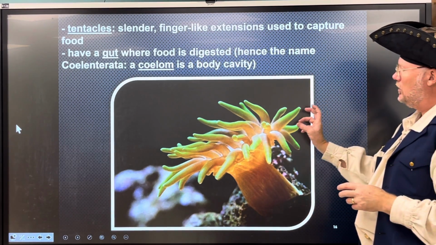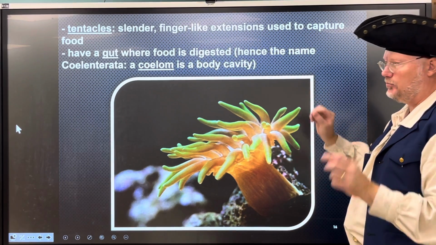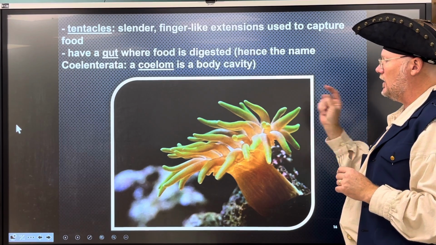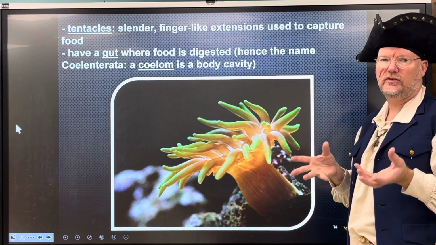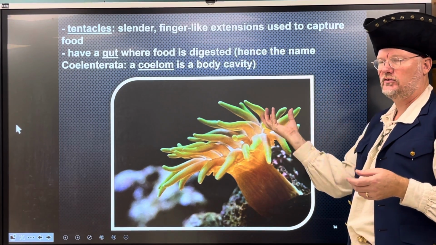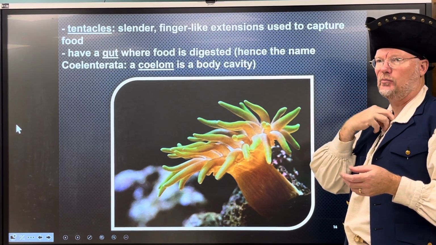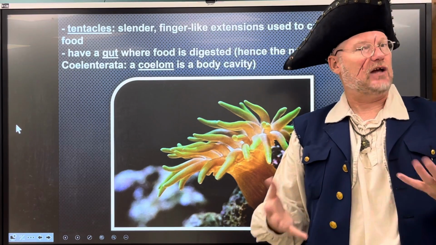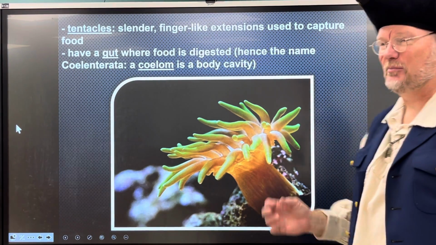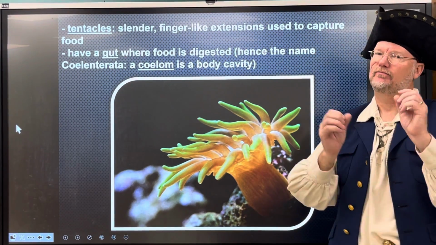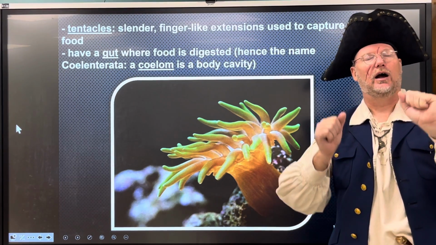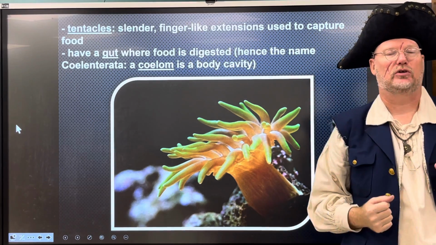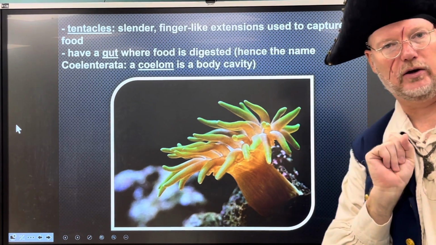So an organism will come by, big or small, fish or even tinier, and they have stinging cells, which will paralyze the organism, and then the tentacle will bring the organism to the mouth, and the mouth will bring it down into the body cavity to digest. And their mouth is their anus. So they have to make waste go out the same hole that food comes in. One hole.